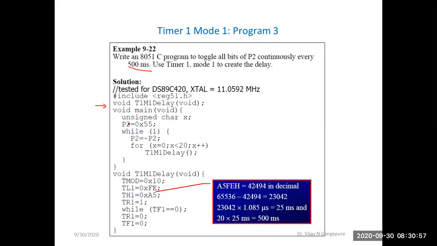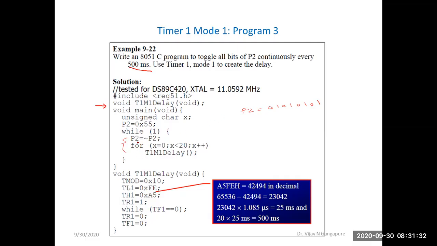Void main void, unsigned char x, I'm declaring x as an unsigned char type variable. P2 is equal to 0x55, which means first I'm making the bits of port 2 0 1 0 1 0 1 0 1. Then while 1, an infinite loop. Whatever statements are in the loop, that is these two statements, P2 is equal to tilde P2 and the for statement, will be executed continuously, infinitely.